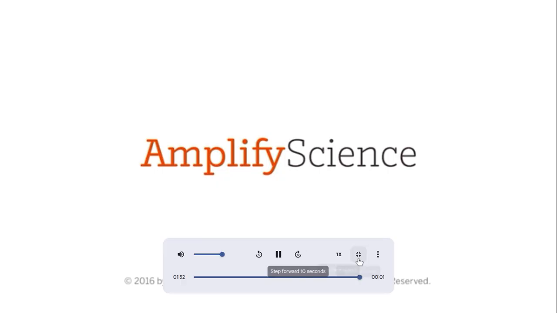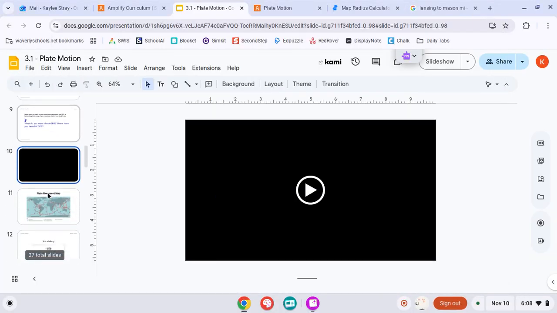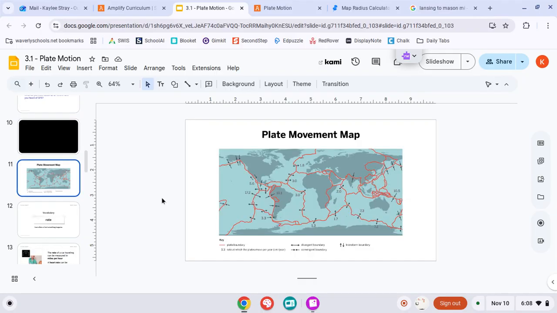Okay. So that's the video. Sorry guys if you can hear my heat turning on. But some really good information about how GPSs are used in order to track the plate motion.